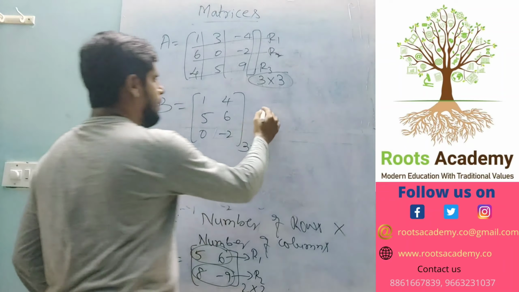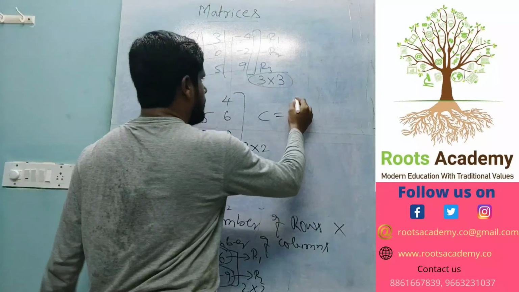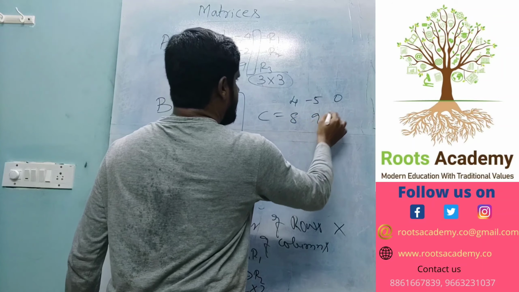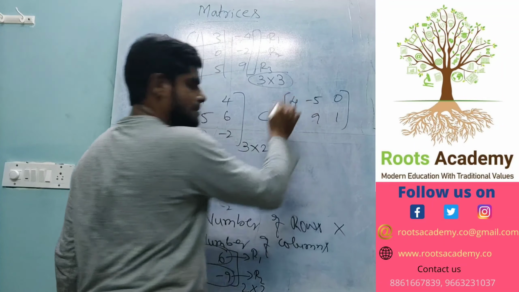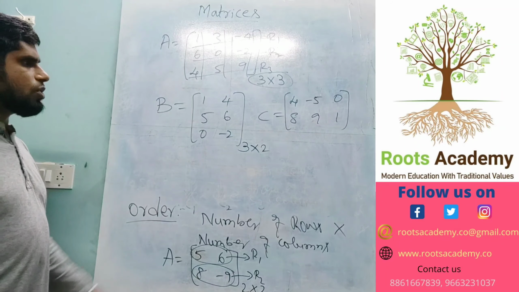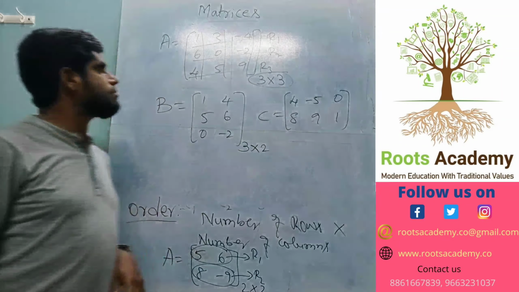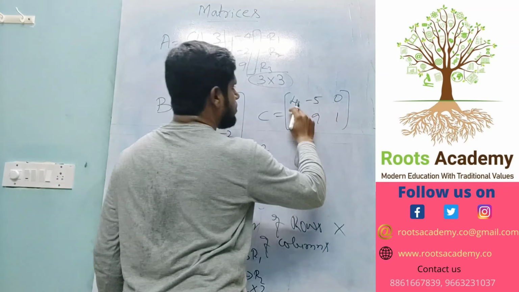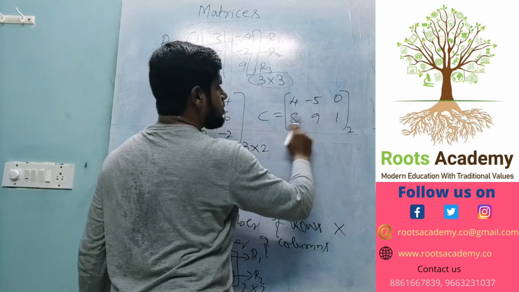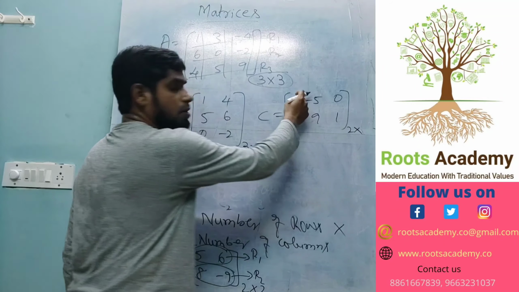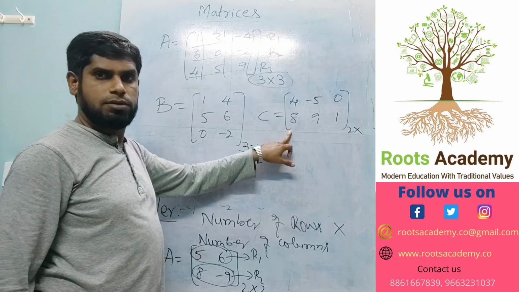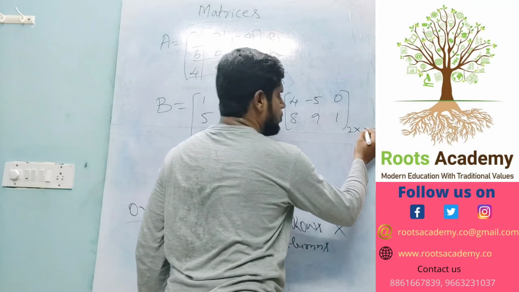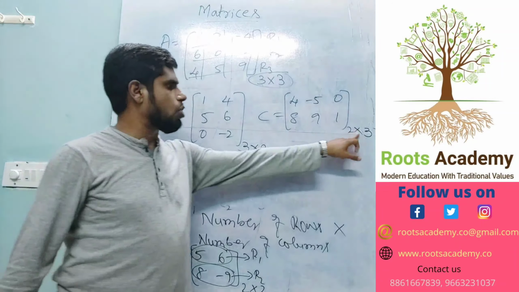I'll take one more example here. 4 minus 5, 0, 8, 9, 1. Now student, what is the order of this matrix? How many rows? First rows must come, 2 rows cross. How many columns here? 1, 2, 3. So it has 3 columns. So its order is 2 cross 3.